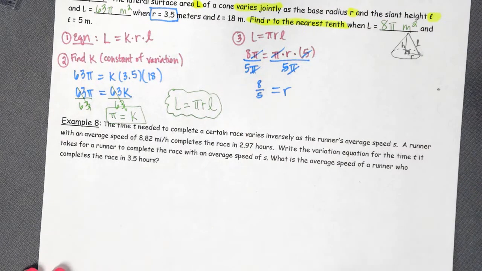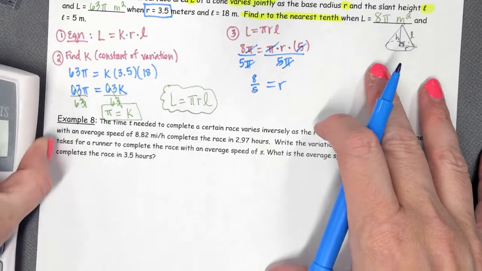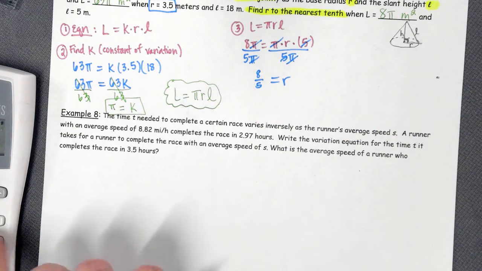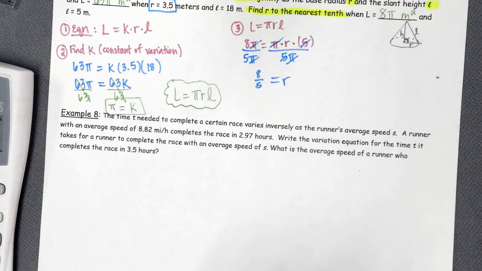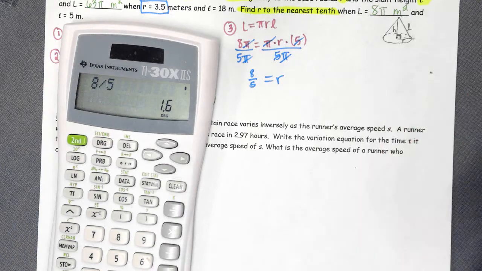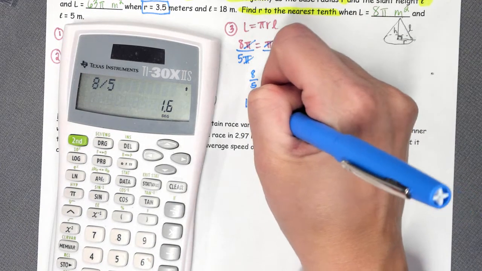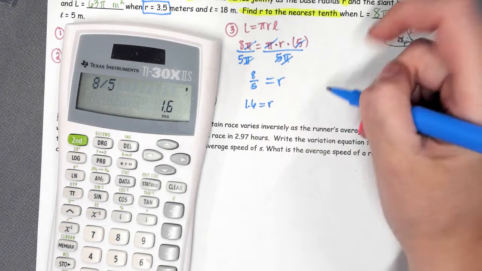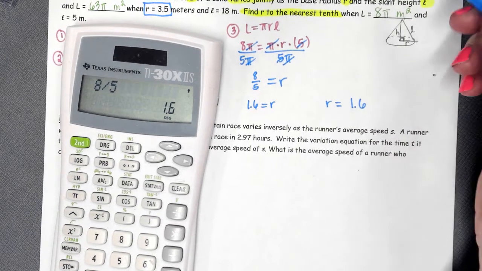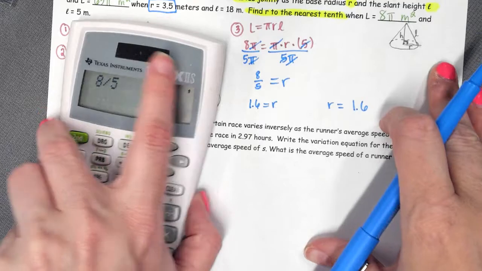Now, because they tell us to round, we are going to round, but sometimes you might just use that 8/5 exactly. And when you divide, you do get an exact decimal. So we're going to use the 1.6 as R, and then of course we're going to include the units. So we had the meters and the meters squared.